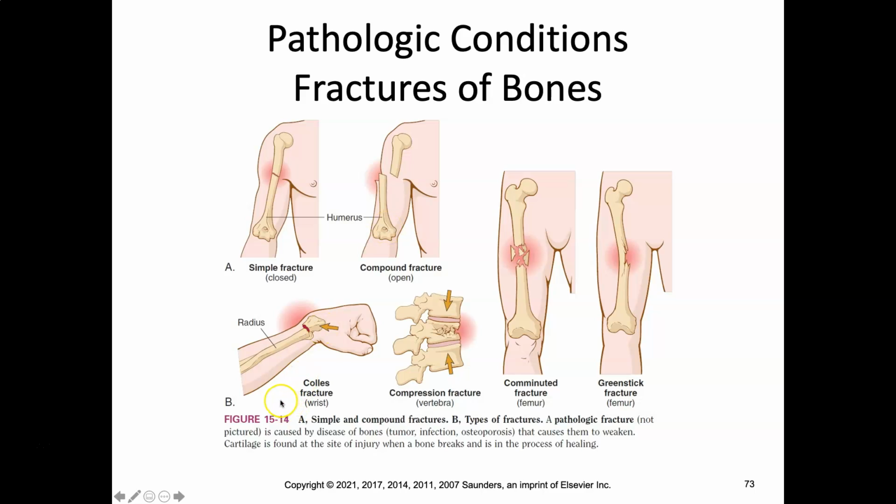All right, so some other things that can affect different specific parts of the body. You may hear of a Colles fracture. That is a wrist fracture. It's always in the wrist.